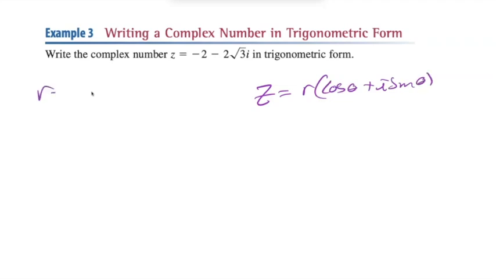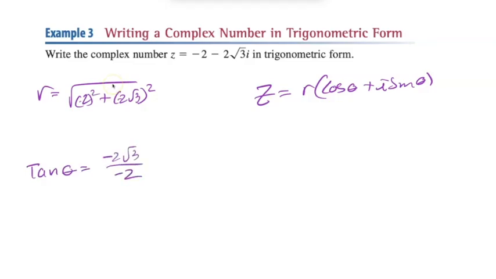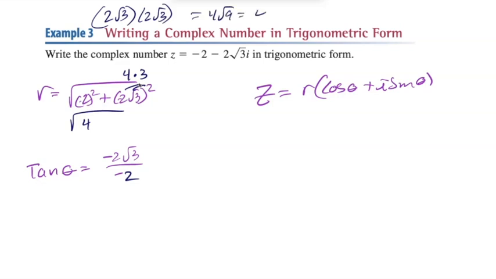We have to find r, which is just the square root of 2 squared plus 2 square root 3 squared. Technically negative, but the negative goes away when you square it. And then tan of theta is equal to b over a, negative 2 square root 3 over negative 2. This first one here, we're going to get 4. Now, the way this one works is you're going to square both of them. We're going to get 4 times 3. Think about 2 square root 3 times 2 square root 3. What would you get? You would get 4 times the square root of 9, also known as 4 times 3.